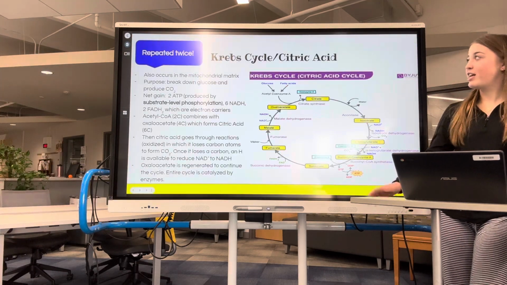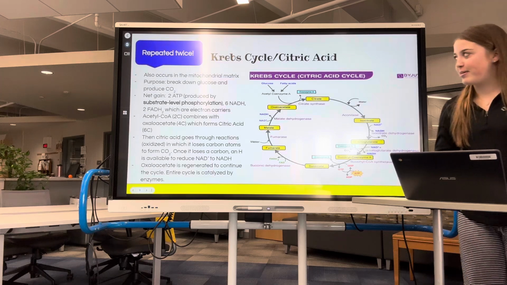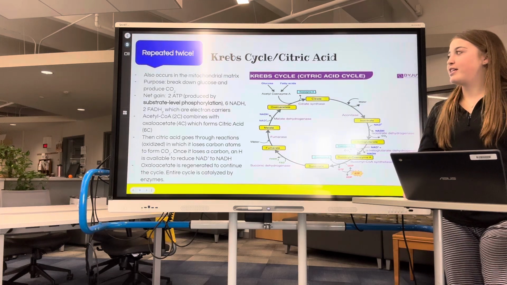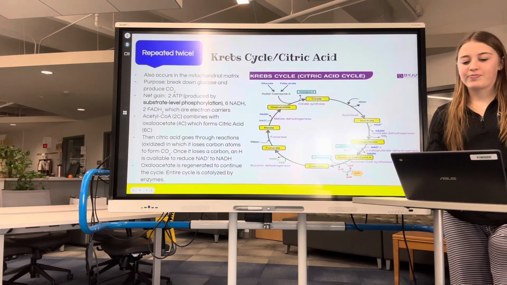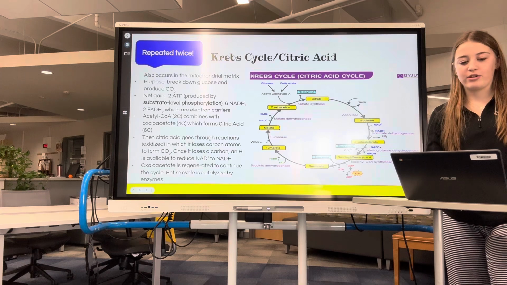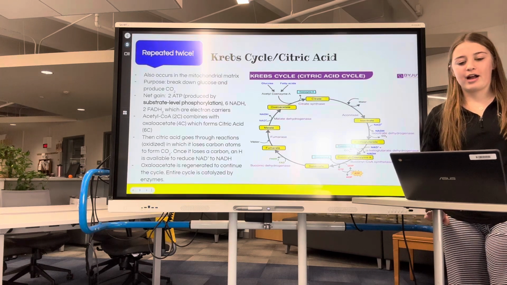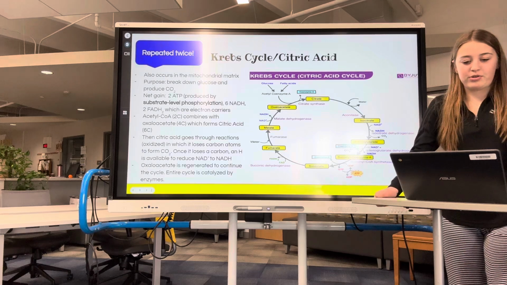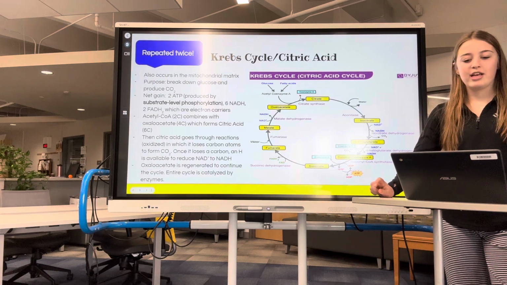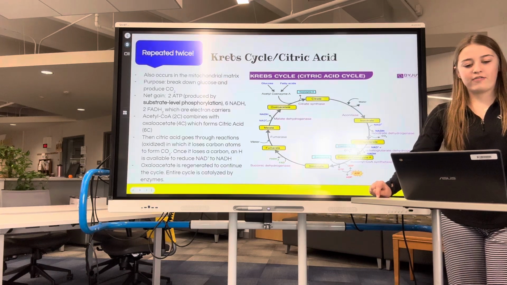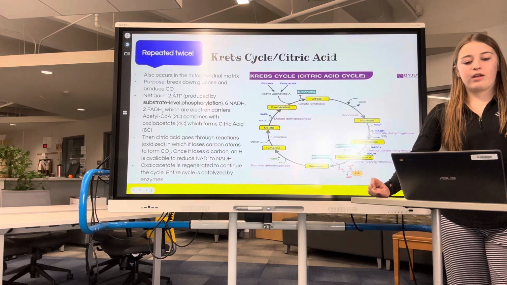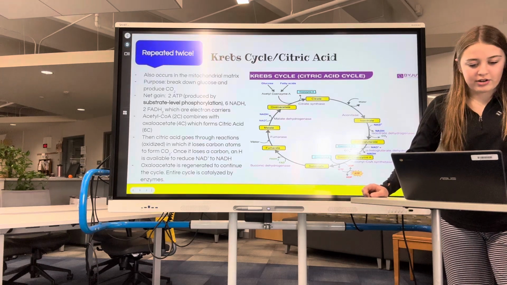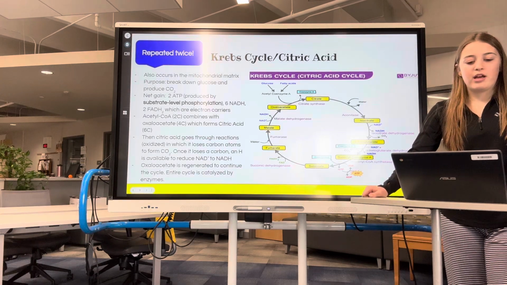Next is the citric acid or Krebs cycle. This occurs in the mitochondrial matrix. The purpose is to break down glucose and produce carbon dioxide. The net gain is 2 ATP, which is produced by substrate level phosphorylation, 6 NADH, and 2 FADH2, and those are both electron carriers, which will later be used.